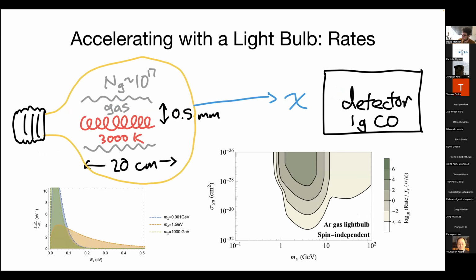So you have a light bulb here. Okay, so here's the light bulb. Here's this hot filament, and then there's some region around this filament that's filled with gas that's heated up to a temperature that's more or less the same as that of the filament. And so in this small region around here, you can have gas at something like 3000 Kelvin.